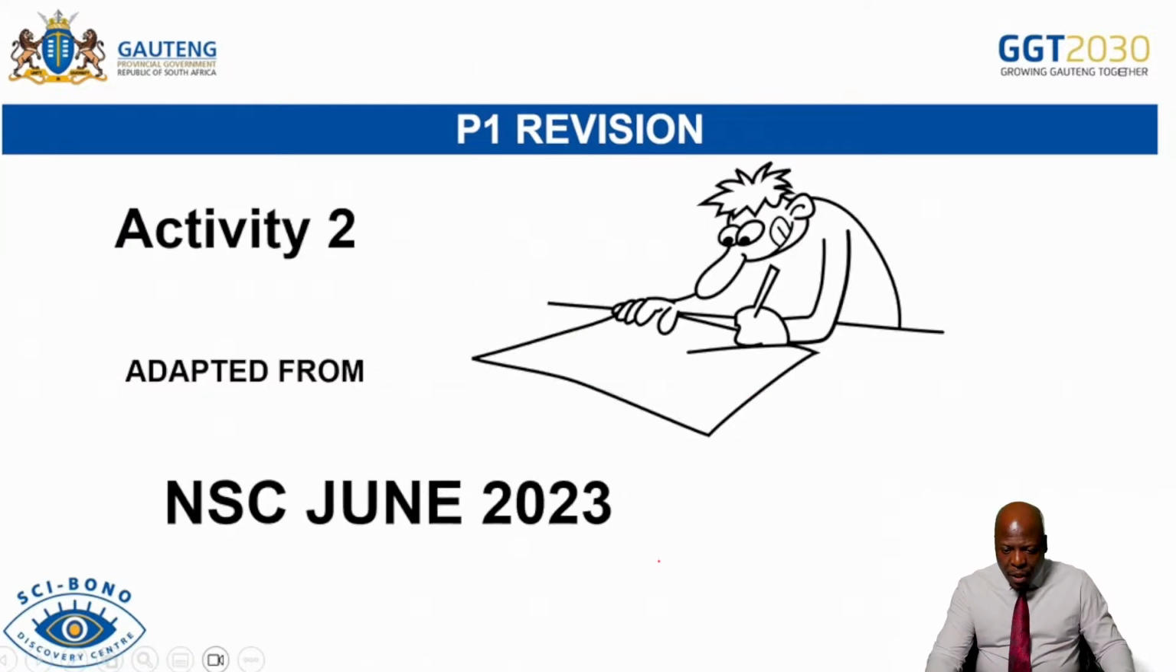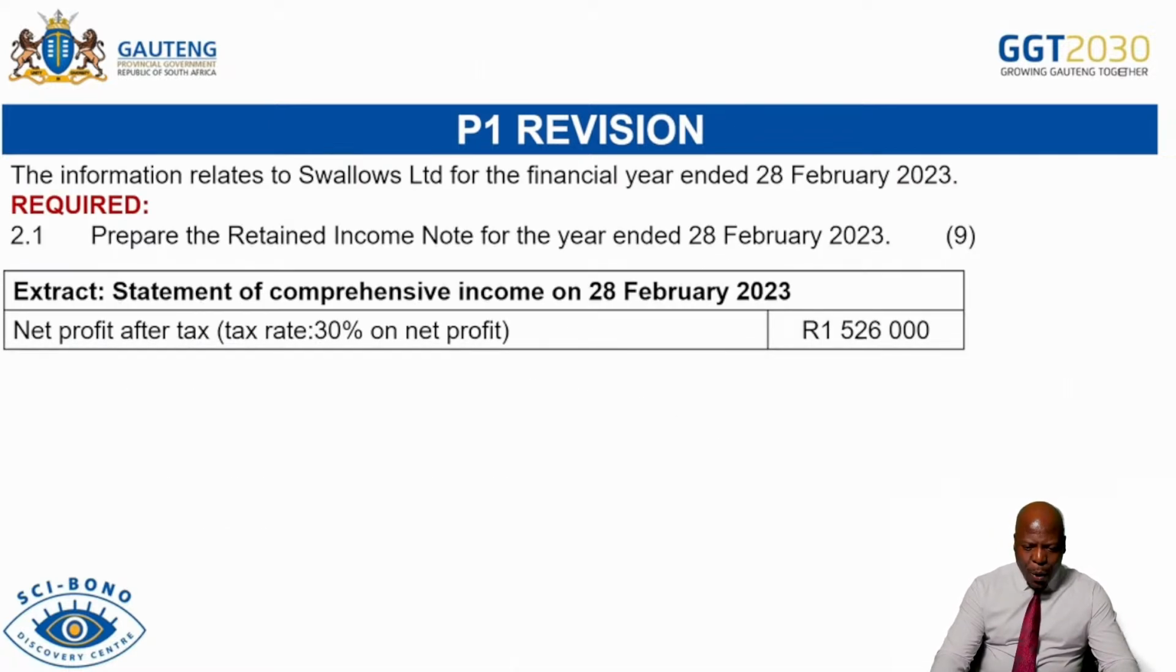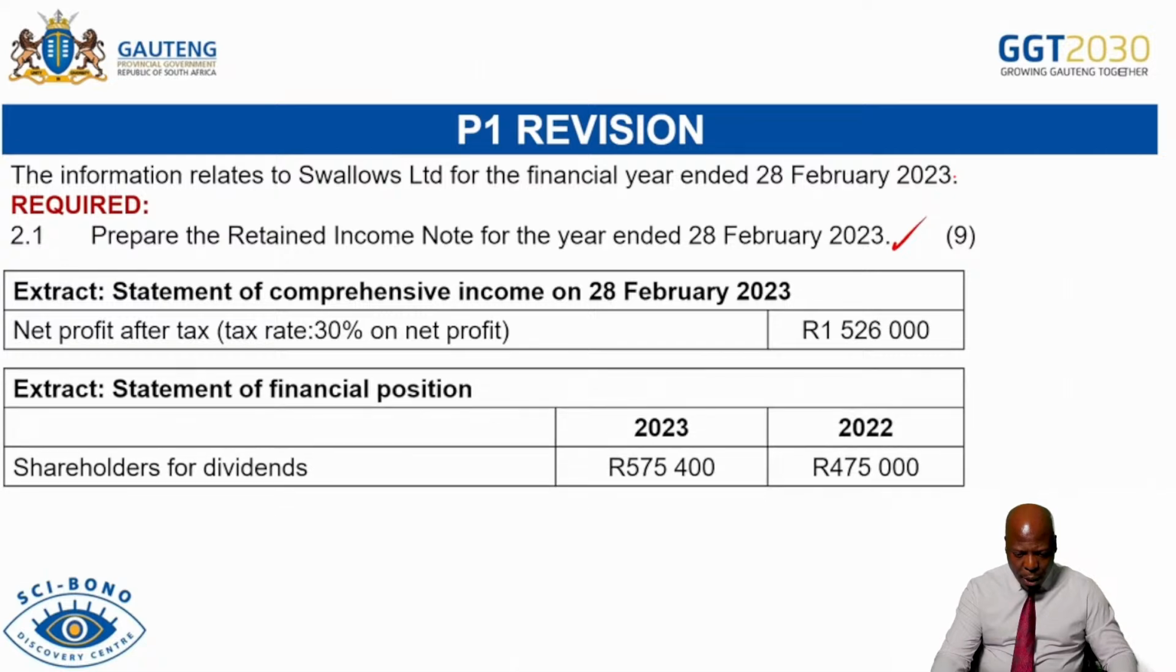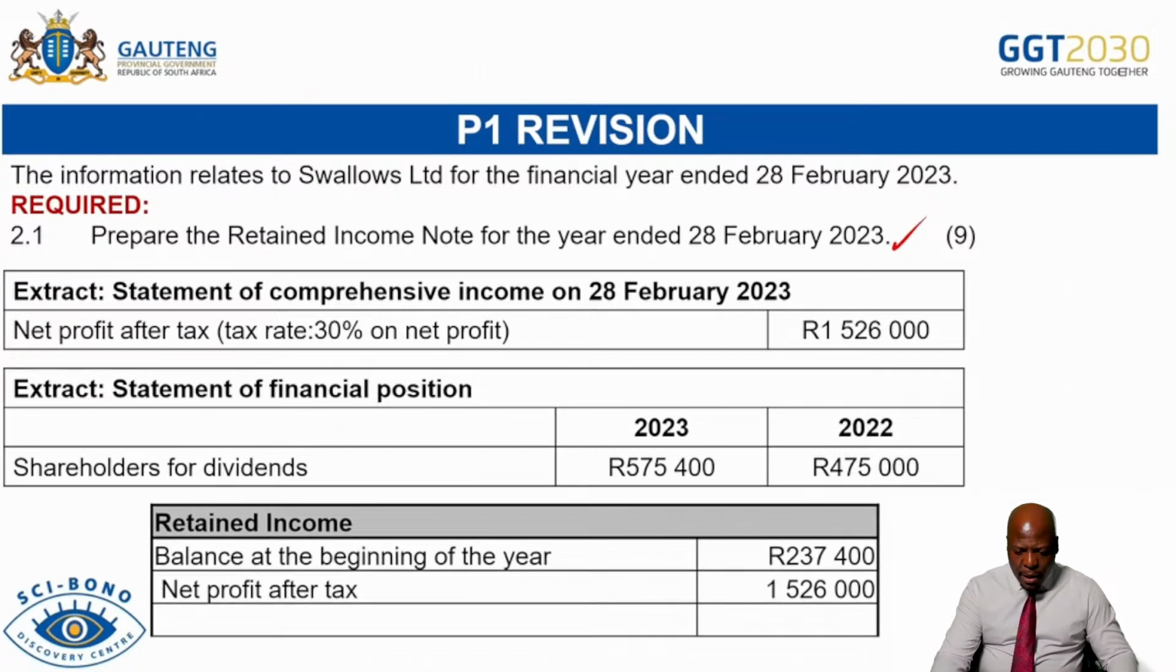Okay. Let's quickly now move on to activity number 2. Activity number 2. If you're ready, let's start. Activity number 2 has to do now with your cash flow statement, but it required us to do the retained income note for the year. So let's quickly jump onto it and see what we can do. Okay, and then we're given some amounts here. So the balance at the beginning was given and the net profit after tax was given.